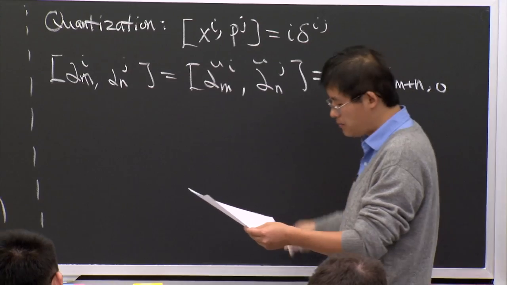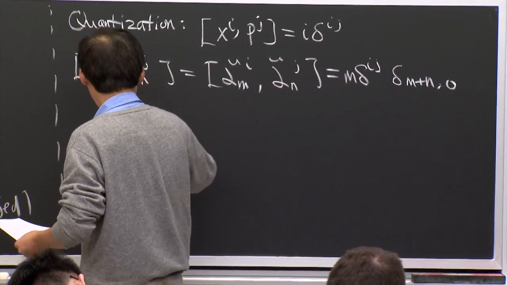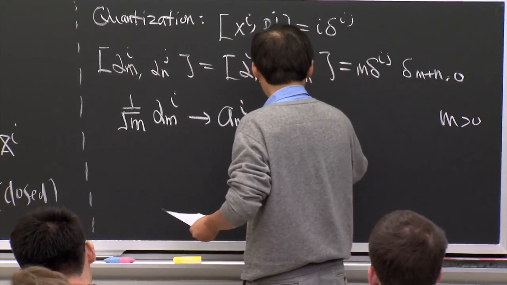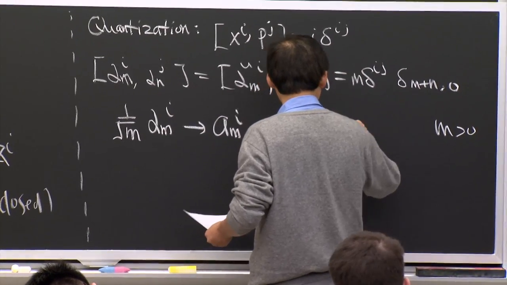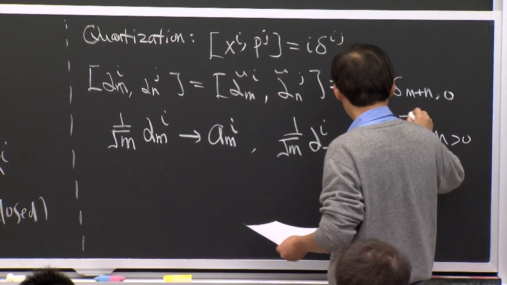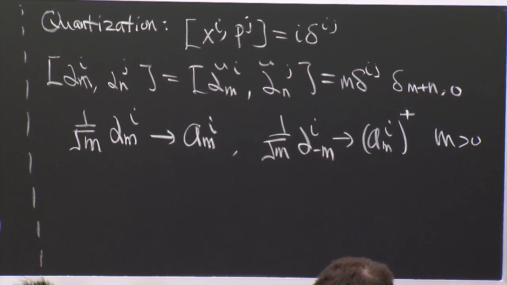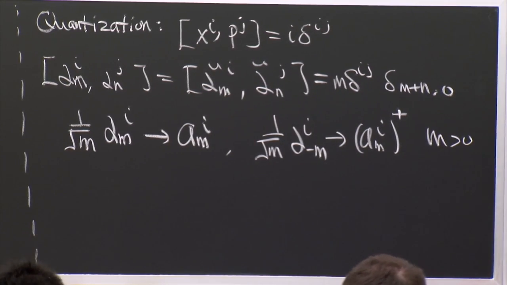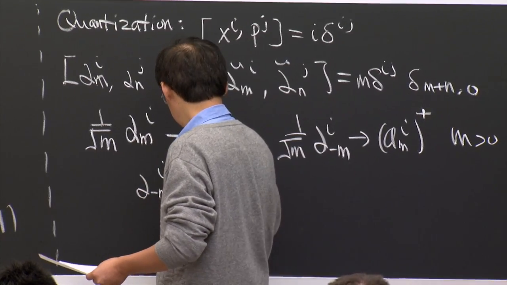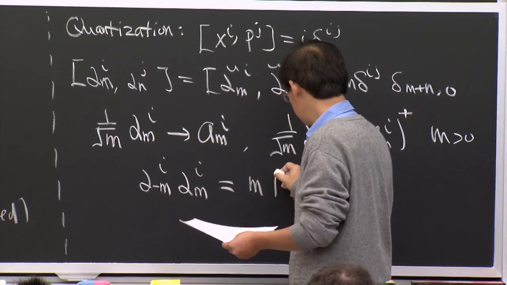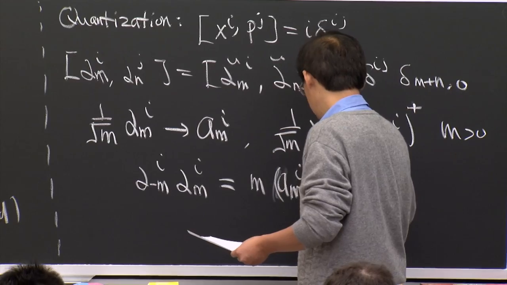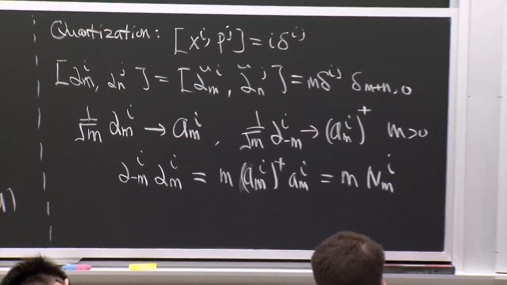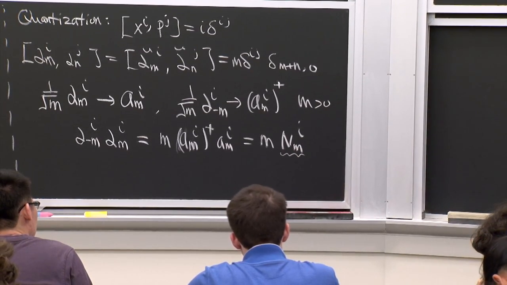So this commutator, as we said last time, implies that 1 over square root of alpha m i should be considered as a standard annihilation operator for m greater than 0, and the modes with negative m should be considered as creation operators. This is like the standard quantization of field theory. You reduce to an infinite number of harmonic oscillators. And in particular, this product just reduces to m times a_mi dagger a_mi, which is m times n_mi. So n_mi is the oscillator occupation number for each harmonic oscillator.